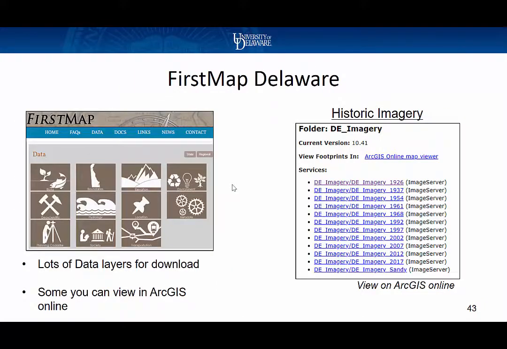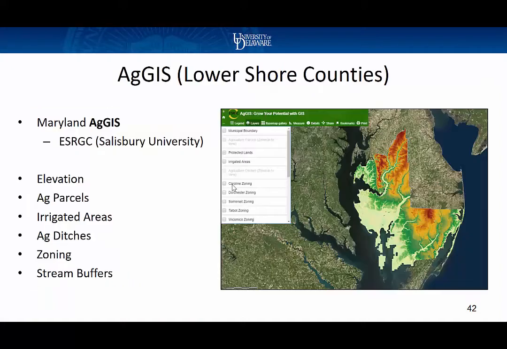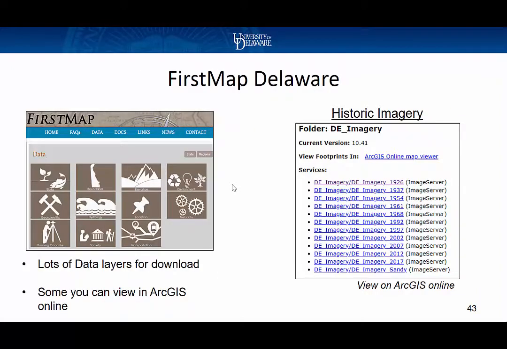Delaware has First Map. It doesn't have all of this kind of information yet, but it does actually have some very interesting, it was fun to look through. They have historical imagery. So I was going through it and looking at what did Lewis look like, back in 1926, where were their fields, how has stuff changed?